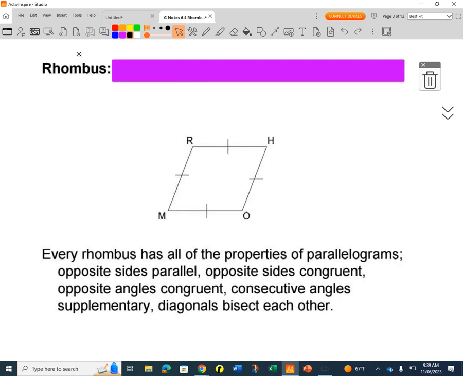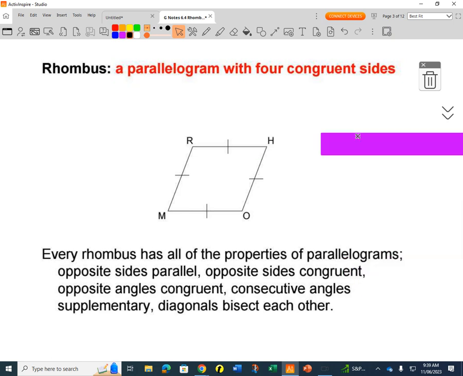A rhombus. You do not see four right angles there, right? But you do see that all four sides are congruent. So it's a parallelogram as well. It does not have four right angles, but it does have all four congruent sides and all the other properties of a parallelogram.